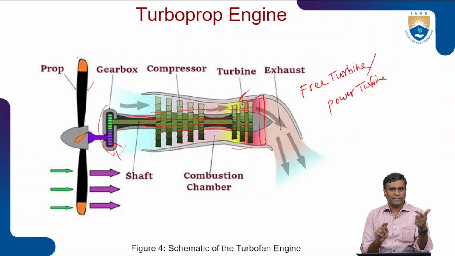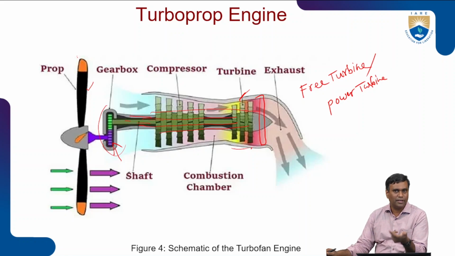Because this is not directly connected to the core engine, there will be a gap, a loss or lag. Only once the core engine starts and the energy is extracted by the turbine does the free turbine rotate. The free turbine gets the chance to extract the energy, and only then will it rotate the blades, right?